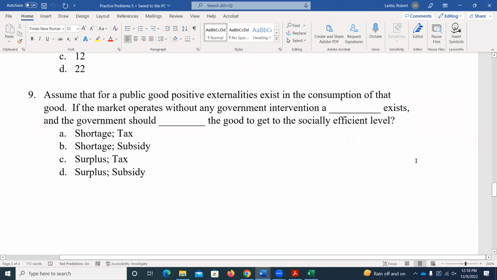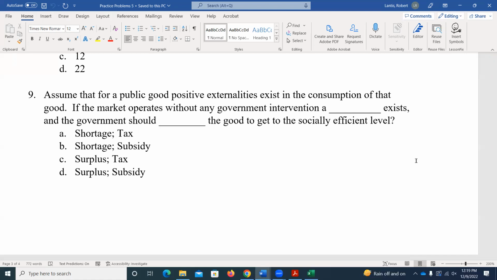How to determine the value of the tax. Let's assume that we've got a public good where there are positive externalities for the consumption of that good. We would see, if we allow the market to operate without any government intervention, whether we have a surplus or a shortage, and then how we would get to that socially efficient quantity.